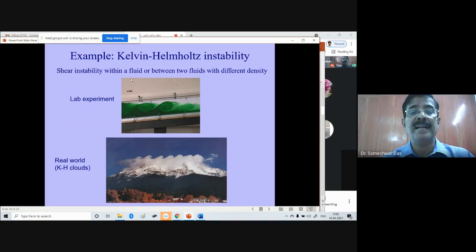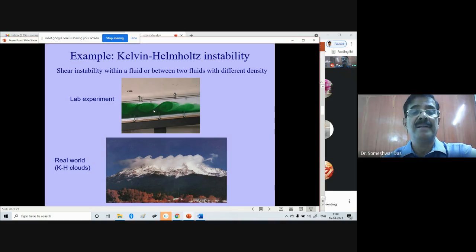The upper diagram illustrates Kelvin-Helmholtz instability generated in a laboratory, a fluid dynamics or fluid mechanics laboratory. You might have heard about wind tunnels. People who work on fluid dynamics have very big wind tunnels in which they can control or regulate the wind speed as well as the wind direction. They can generate the wind shear in the laboratory, and in turn generate the instability.